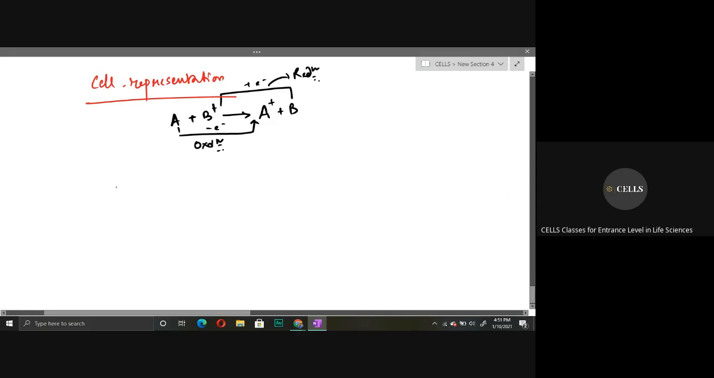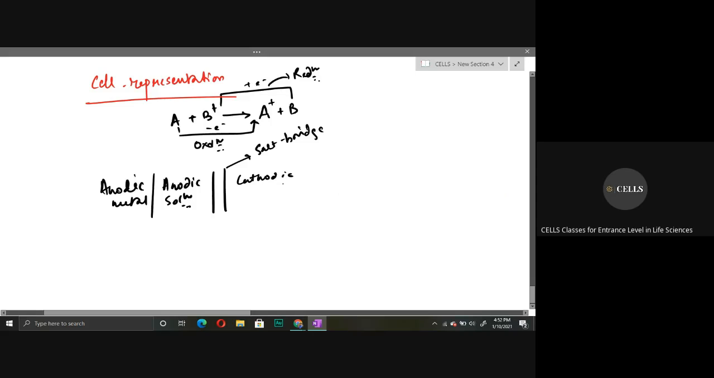Now, on the left hand side there will be the anode, or anodic metal, and the anodic solution. Then there will be this symbol, which is the representation of the salt bridge. And then you have your cathodic salt solution, and also the cathode metal. So that is the total representation.